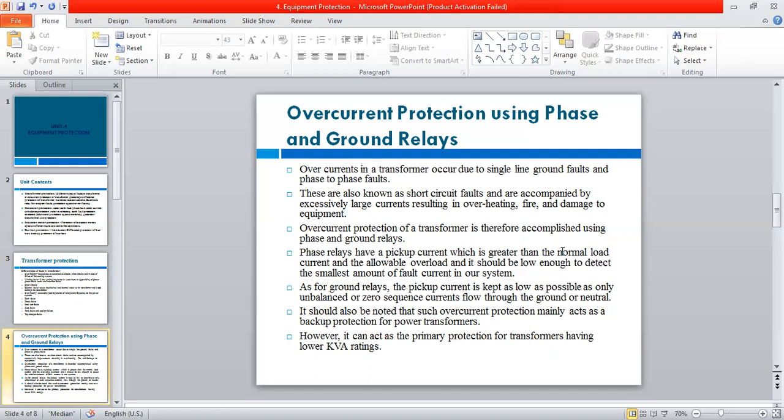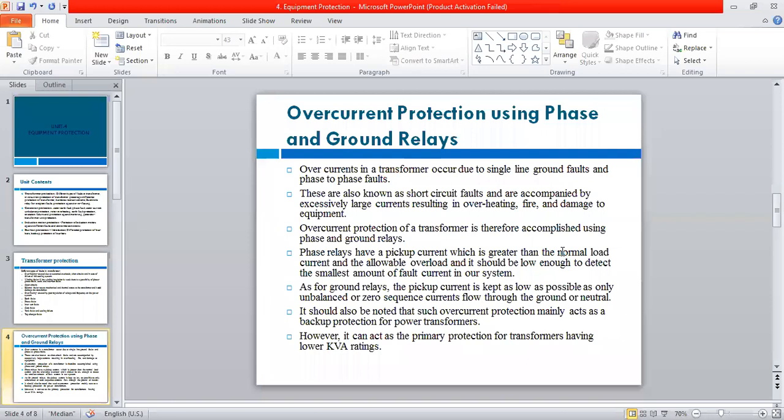When we consider the ground fault, as I told you, the current is low, but when there is a phase to phase fault, the current is more. It means your relay should operate for ground faults, when the fault current is low, and also for phase to phase faults, when the current is high. So for ground relays, the pickup current is kept as low as possible.